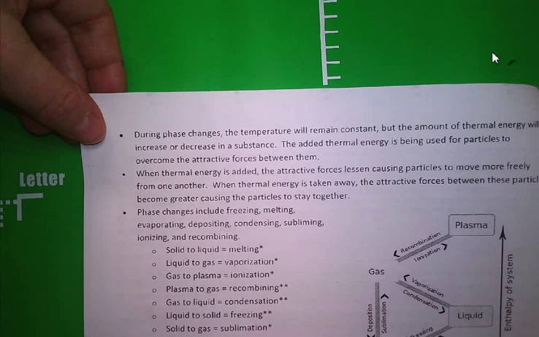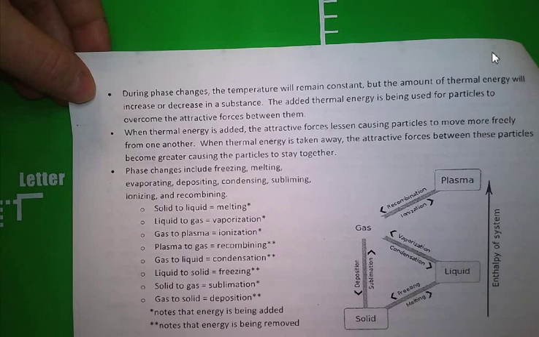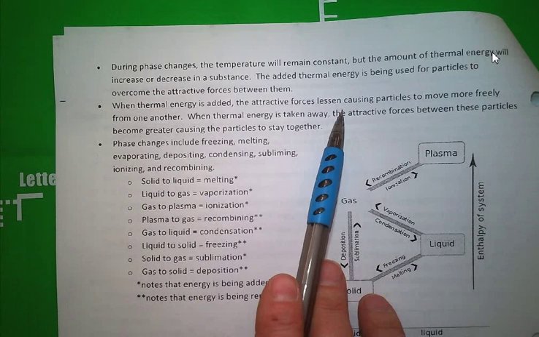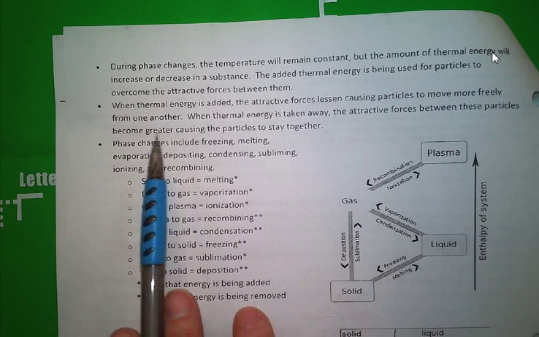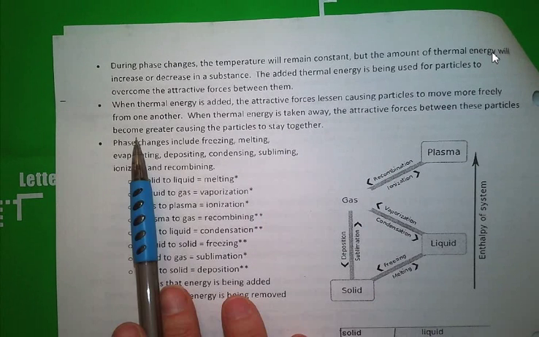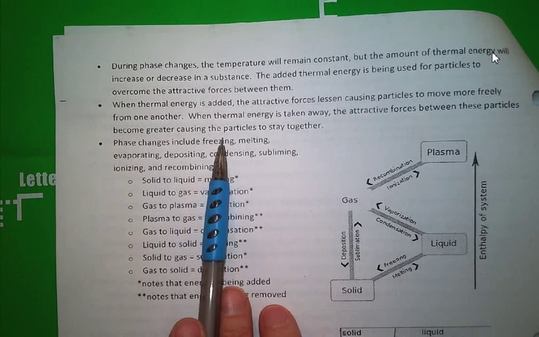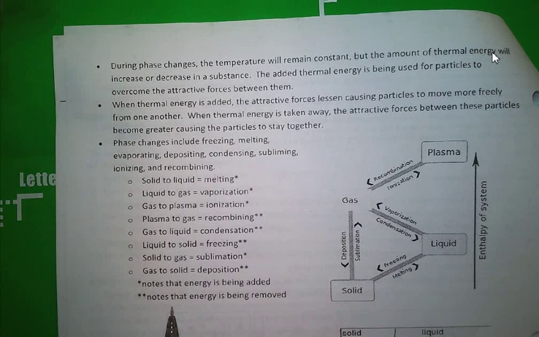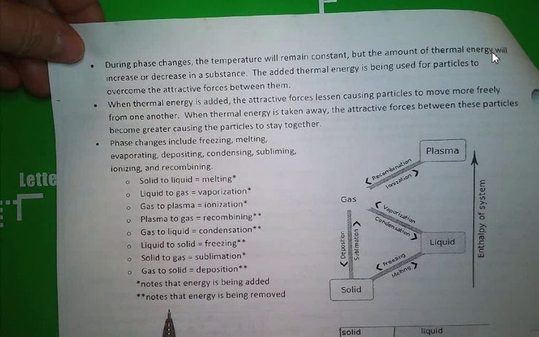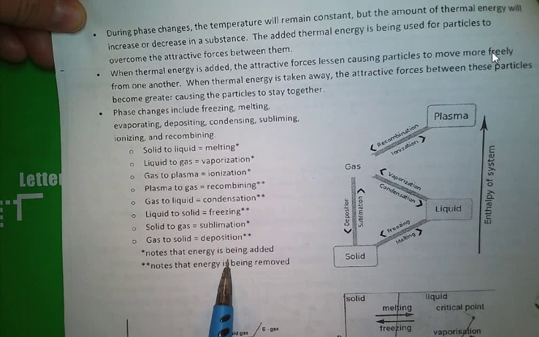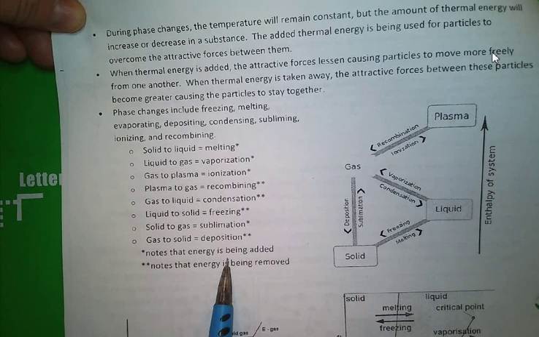All right, so when thermal energy is added, attractive forces lessen, causing particles to move more freely from one another. When thermal energy is taken away, the attractive forces between the particles become greater and cause the particles to stay together. So then you've got your phase changes here, and it's all listed out. And you notice that they're footnoted right here underneath. So if it has 1 star, it means that the energy is being added. If it has 2 stars, it means that energy is being removed.